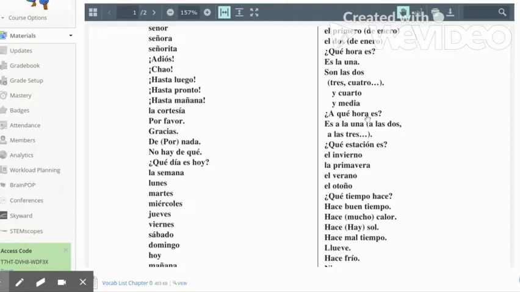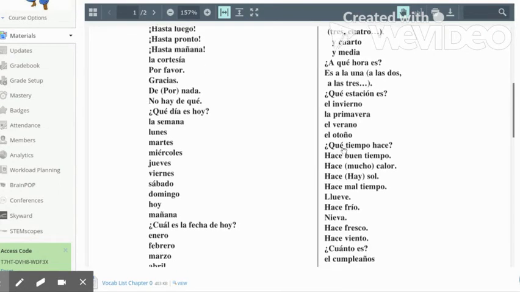So, ¿a qué hora es la clase de matemáticas? At what time is math class? You'd say a las 11. It is at 11. A las dos, it is at 2. A las tres, it is at 3. So that is how you answer that question.